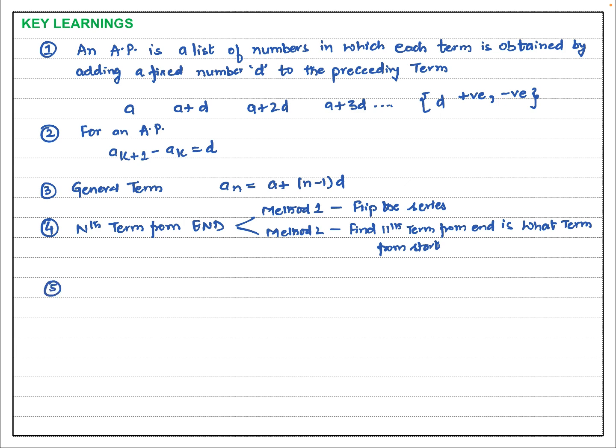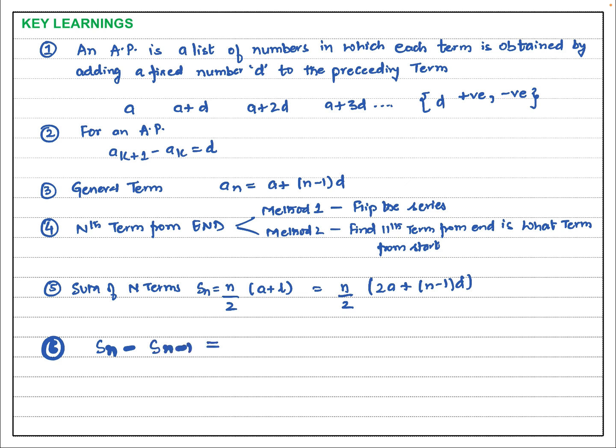After that, the next formula we understood was the sum of n terms. We did two formulas: Sn equals n by 2 into a plus l, and it could also be n by 2 into 2a plus n minus 1 into d. And the last formula we did is that the sum of n terms minus the sum of n minus 1 terms comes to the general term an. So these are the concepts we have learned.